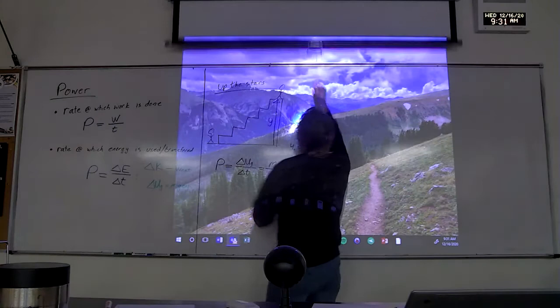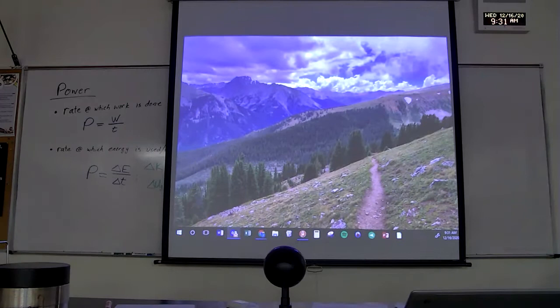When we were talking about conservative forces, this is on the way up Mount Yale, by the way. That was a 14er I did two years ago.